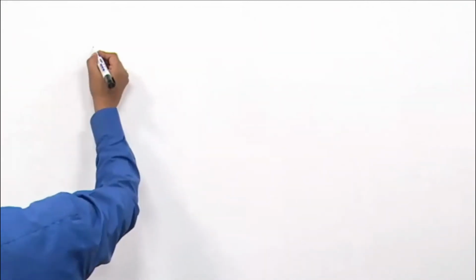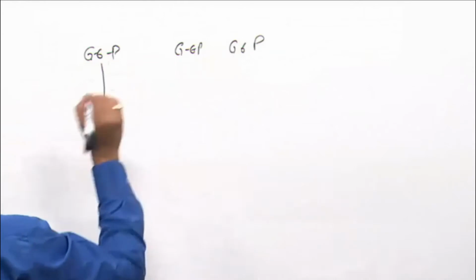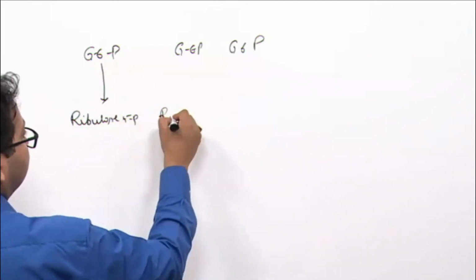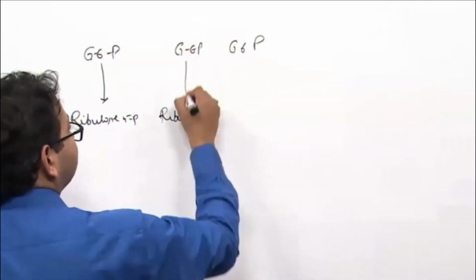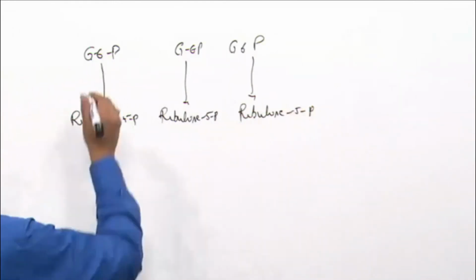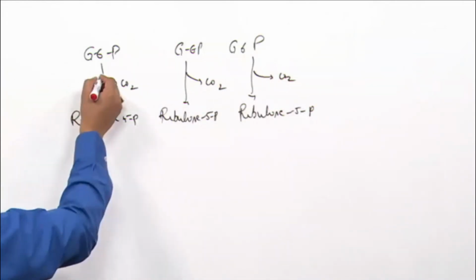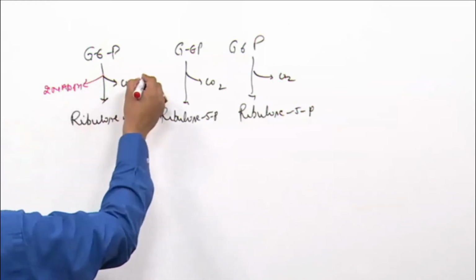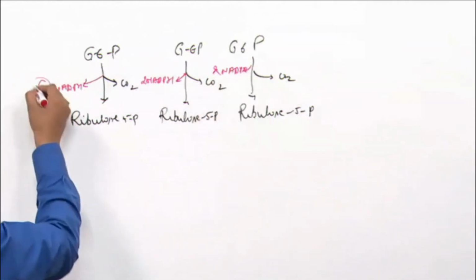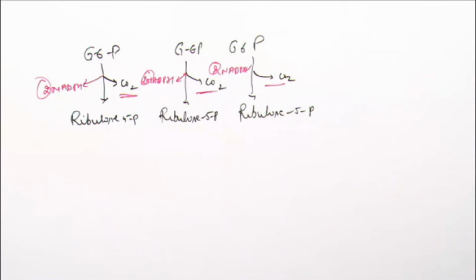if 3 molecules of glucose 6 phosphate enter the HMP shunt, 3 molecules of glucose 6 phosphate will produce 3 molecules of ribulose 5-phosphate, 3 CO2 released, and 2 NADPH, 2 NADPH, 2 NADPH. 2 plus 2 plus 2, 6 NADPH and 3 CO2. Yes, you may write like this.